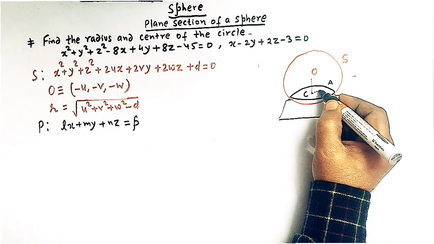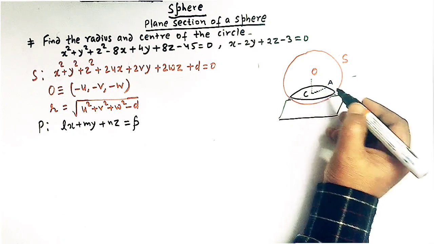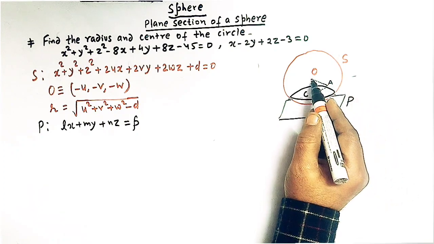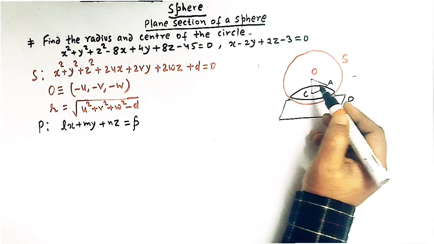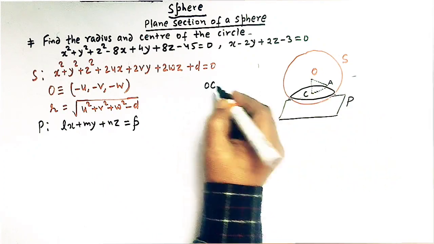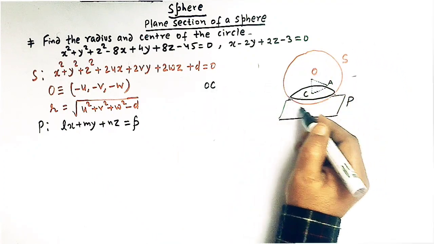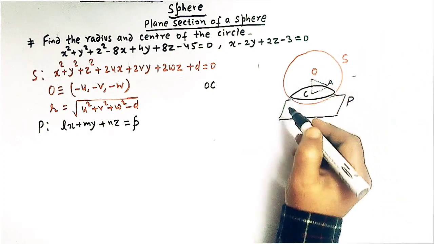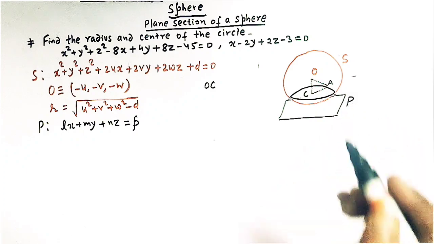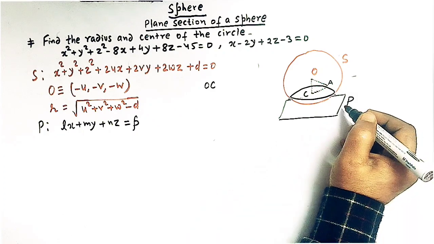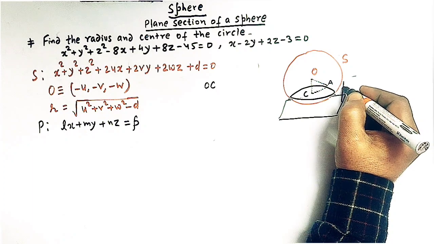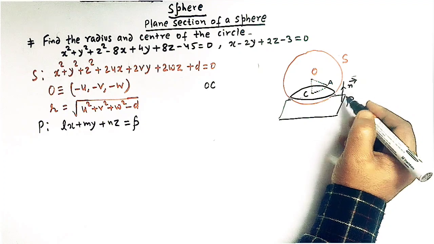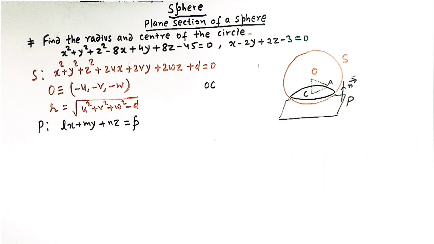Let us draw this line CA, and here let us join the point O and A. Now from this figure we can see that OC is perpendicular to the plane of the circle, or in other words, OC is perpendicular to this plane P. And if we draw the normal to this plane P like this, then this normal vector n is parallel to this line OC.